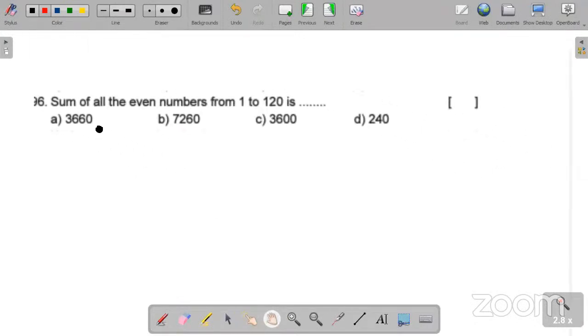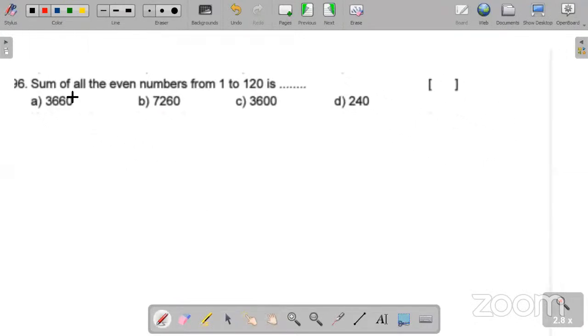First, all of you try to read this question. The sum of all even numbers from 1 to 120. First, write down the even numbers. What are the even numbers from 1 to 120? 1 is not an even number, 1 is an odd number. 2, 2 plus 2 is 4, 4 plus 2 is 6, 6 plus 2 is 8, 8 plus 2 is 10, and so on. 120 is also an even number.